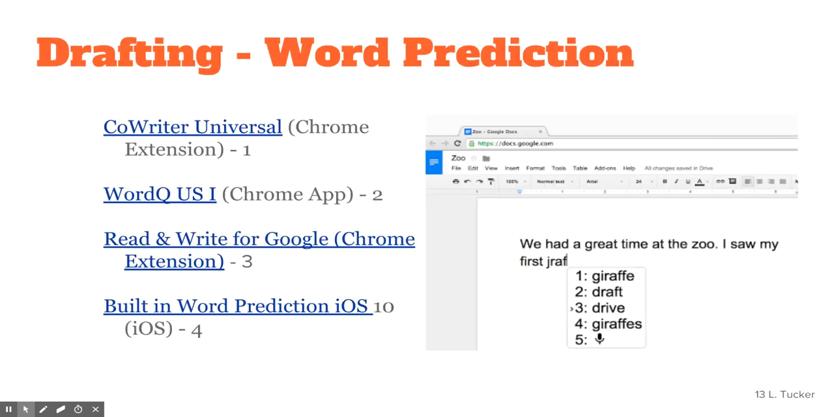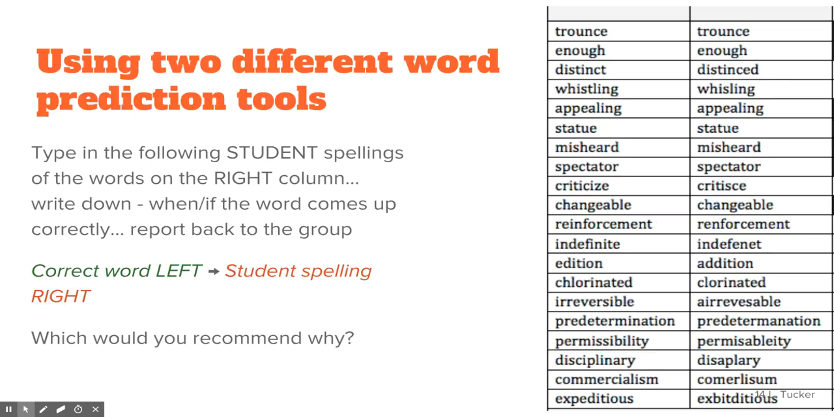So these next options in your next activity are going to have to do with word prediction. So here are 3 different options for word prediction. CrowdWriter Universal, WordQ, Read and Write for Google are all Chrome extensions. And then I added in the built-in word prediction for iOS. If you have an Android phone, you can feel free to use your Android predictive text on your phone as well for this next activity. So these are your 4 options. Like I said, you can also do Android as well.